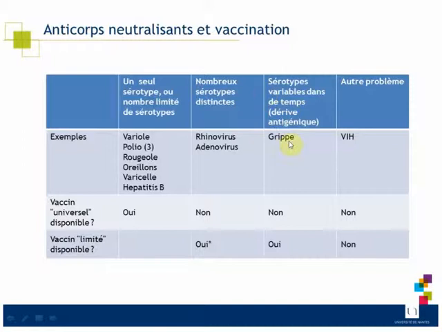For influenza, as you probably know, the antigenic makeup of the virus is variable over time. This is what you call antigenic drift, and that means the vaccine has got to be reformulated every 2 or 3 years. That's what I mean when I say it's limited. And for HIV, we have another type of problem. We don't have a universal vaccine and we don't have a limited vaccine either.